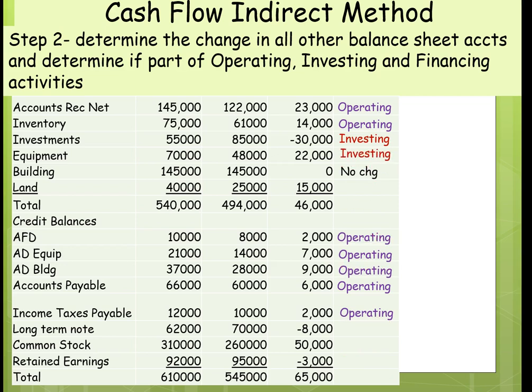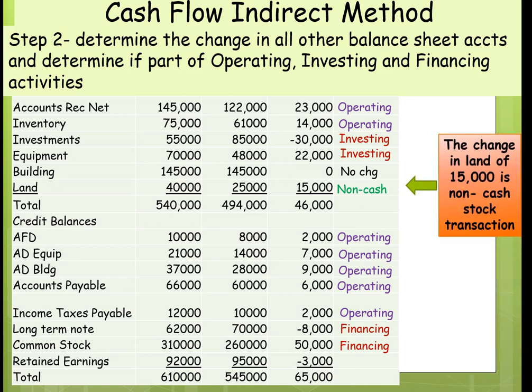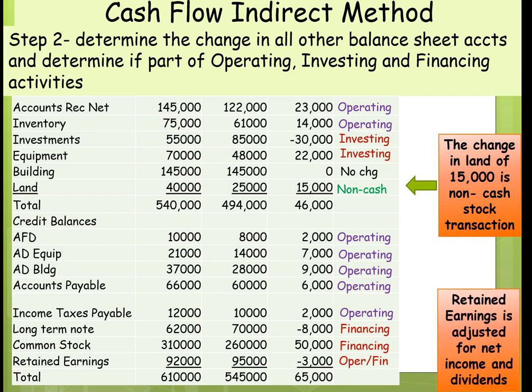Investments, equipment, land, except that, well, we'll talk about that in a minute. Long-term notes and stock. Now, the land is a non-cash item because we've already, in the beginning, said that we gave stock in exchange for the land. So that's a non-cash transaction. Also, retained earnings, we have to remember, is part of operating and financing because retained earnings includes payment of dividends and net income. Now we can start our process.